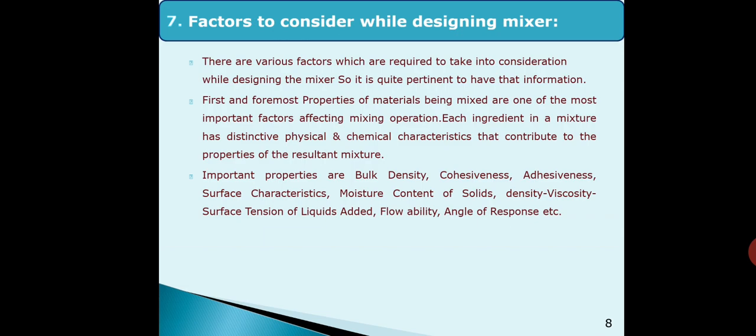Important properties are bulk density, cohesiveness, adhesiveness, surface characteristics, moisture content of solid, density, viscosity, surface tension, liquid added, flowability, angle of repose. All these properties of drug and excipient should not affect the machine or our operation. So we have to design this machine in a proper manner, so that all these properties of drug or excipient cannot affect the equipment designing or equipment working.